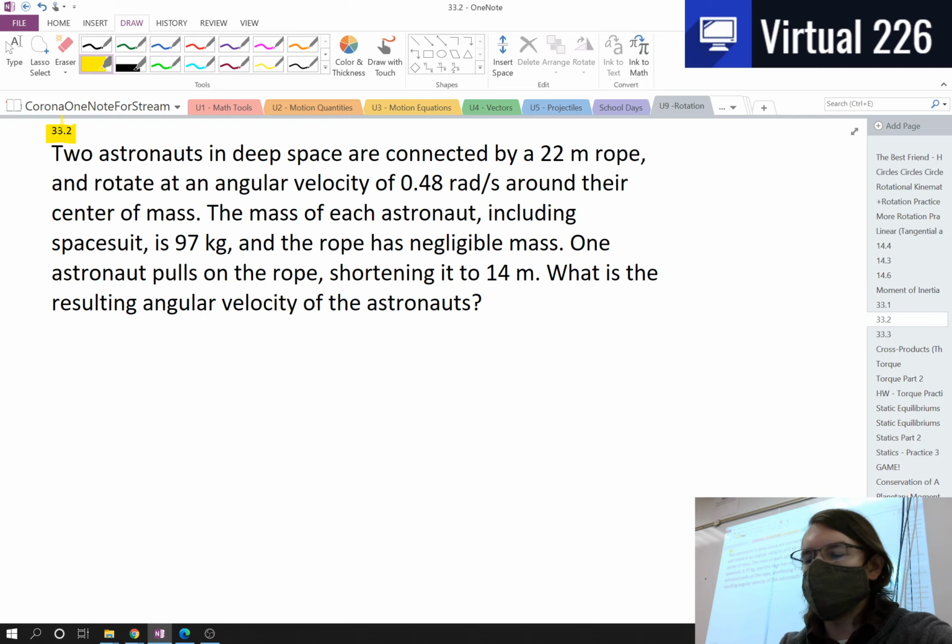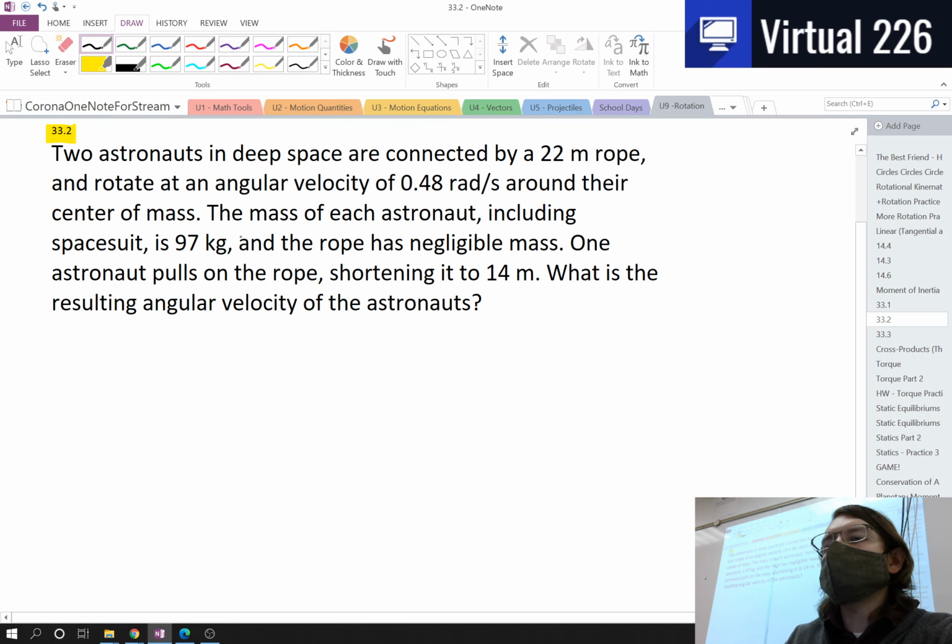In our problem, in order to ignore the world of friction so that we can just have nice conservations, we have two astronauts in deep space, and they're connected by a 22-meter rope. So they're just out there. These astronauts are rotating at an angular velocity of 0.48 radians per second around their center of mass. And the mass of each astronaut, including the spacesuit, is 97 kilograms.